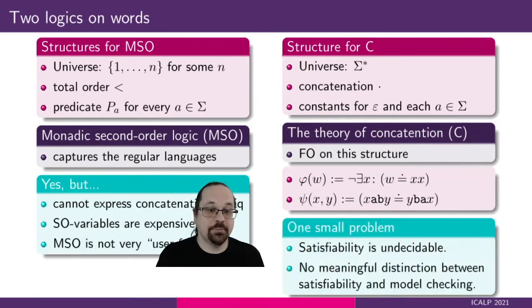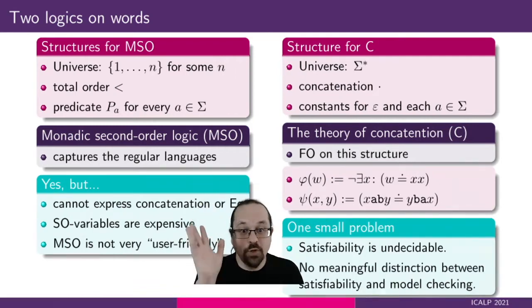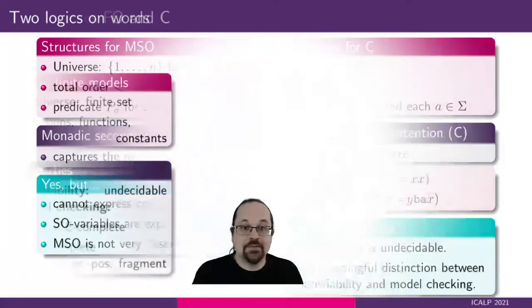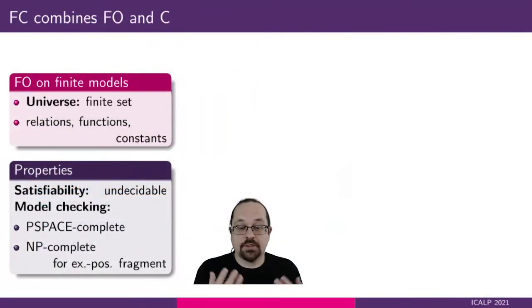There's only one problem with this way of doing logic on words. Satisfiability is undecidable, and we can't just say what about model checking instead, because that's undecidable as well, because there's no meaningful distinction between model checking and satisfiability. So what we do instead is we forget about MSO. Instead, we look at FO like it's used on databases, FO over finite models, where our universe is some finite set, and we have relations, functions, constants. That's a standard FO finite model setting.